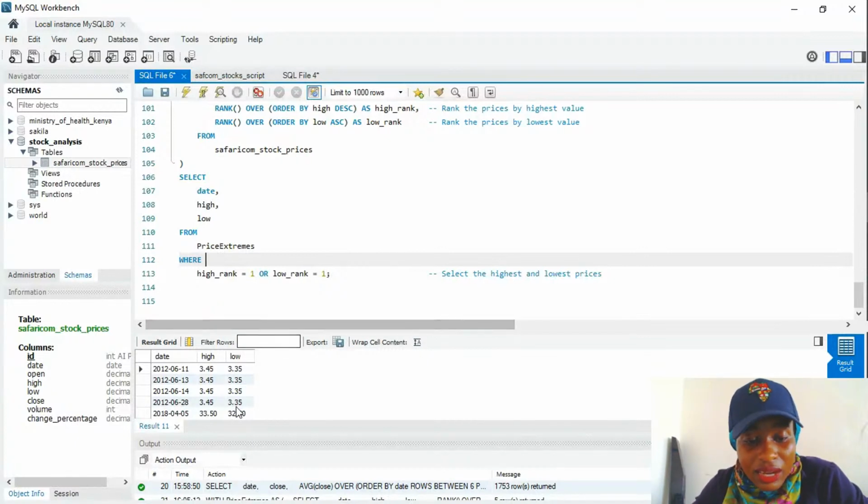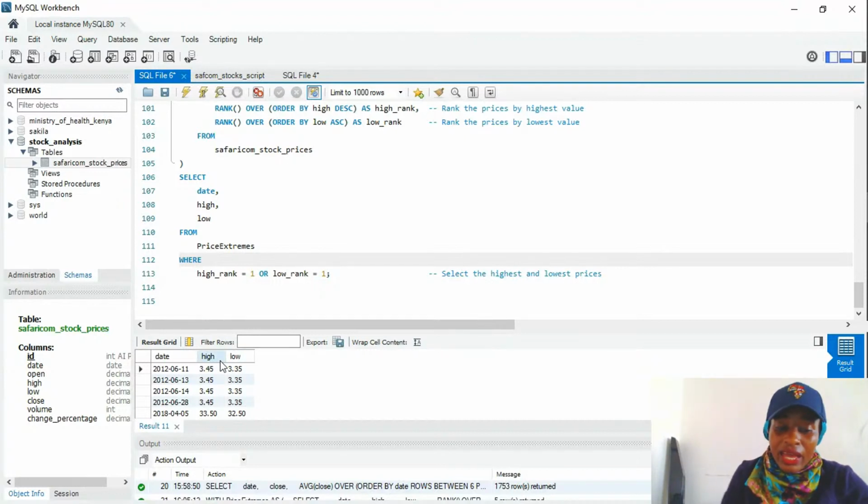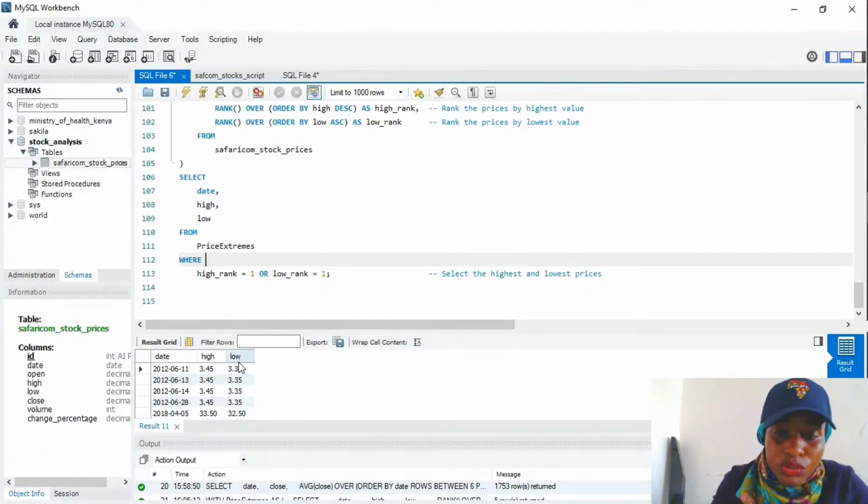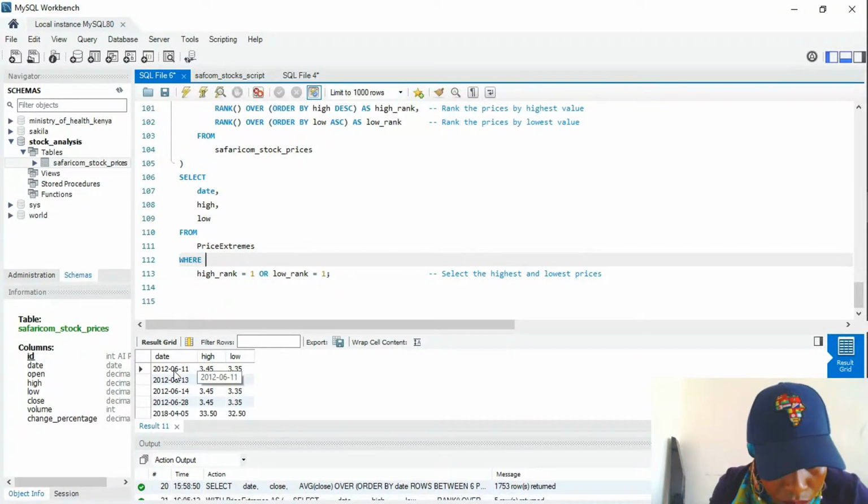You've looked at dates where the highest trading prices were in the extreme, and the lowest trading prices were also in the extreme. Here, the highest trading was in the extreme on 11th of June 2012. On 13th, the highest trading was again in the extreme.